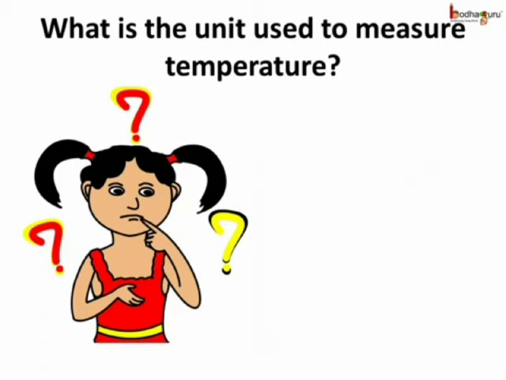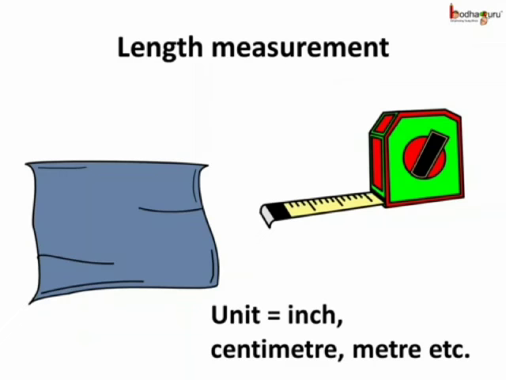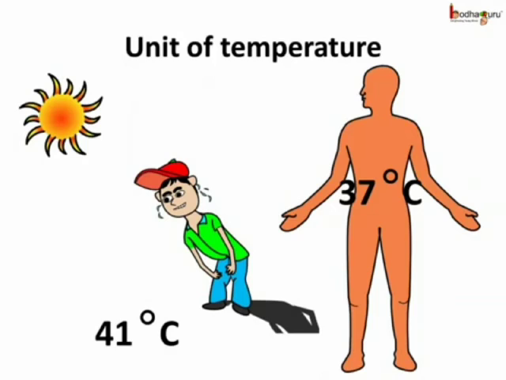Now, the thermometer is used to measure temperature. But what is the unit of temperature? Just like we have different units to measure the length, say inch, centimeter, meter, etc., we have different units to measure the temperature. One of the unit of temperature is degree Celsius. Like the temperature on a summer noon was 41 degrees Celsius.